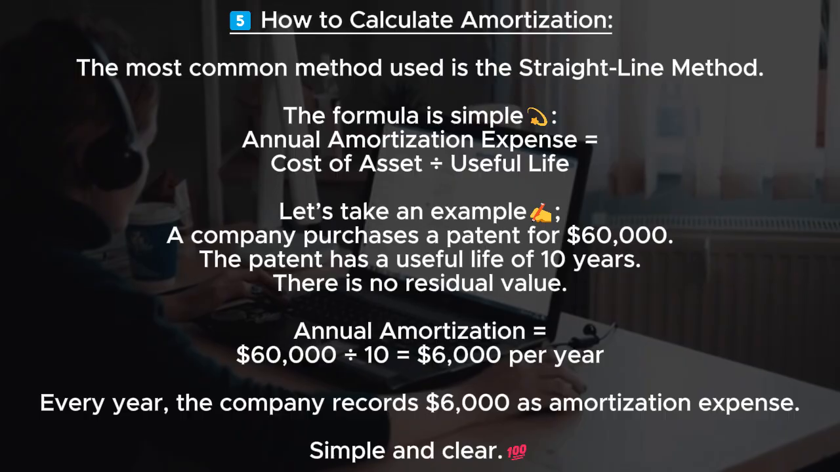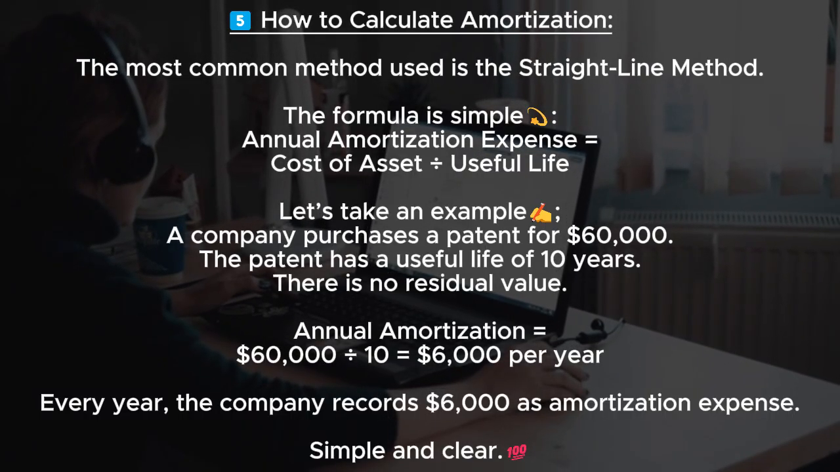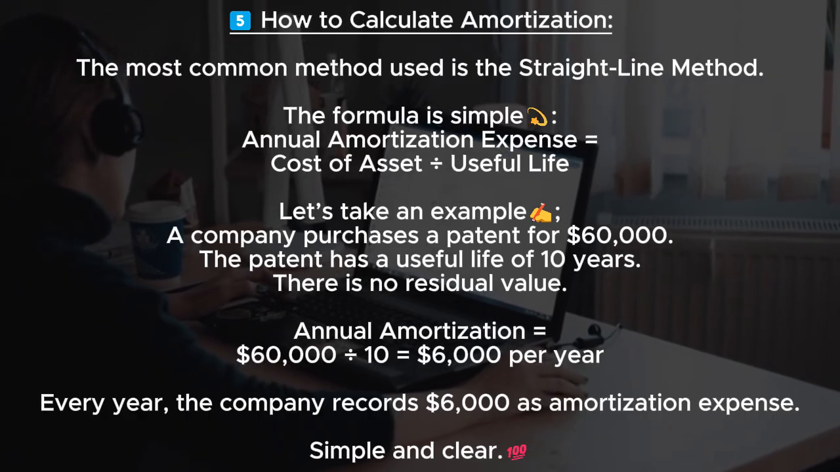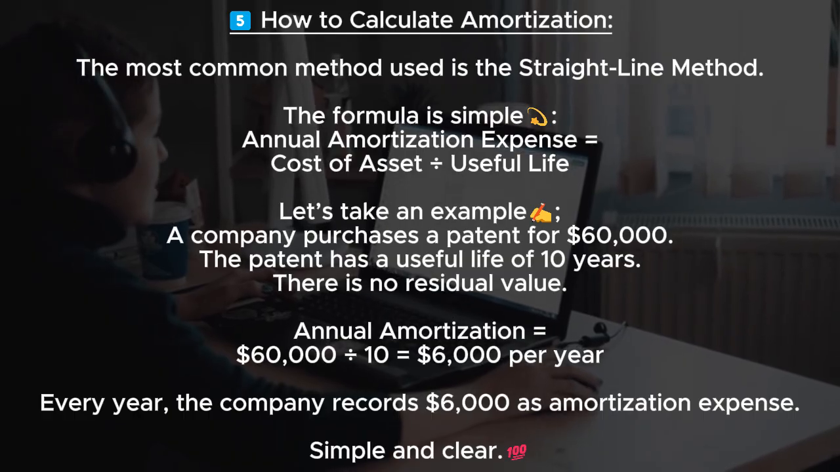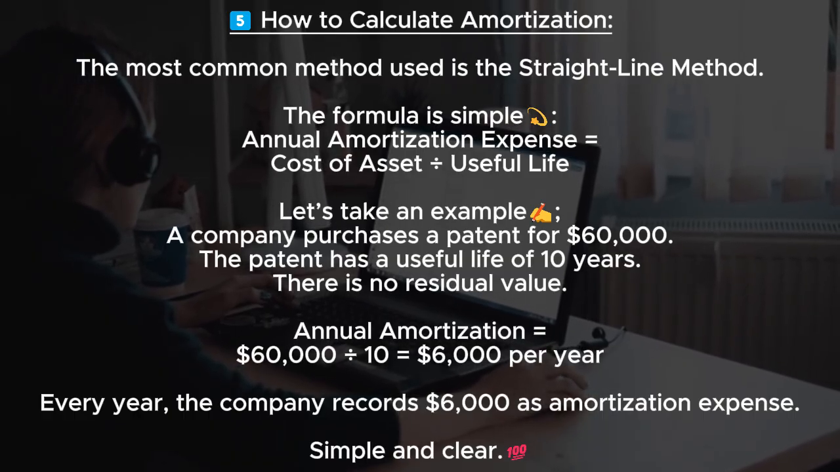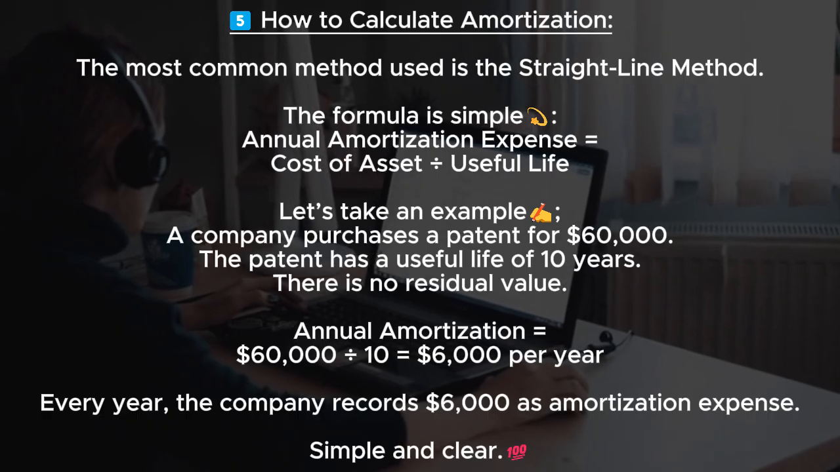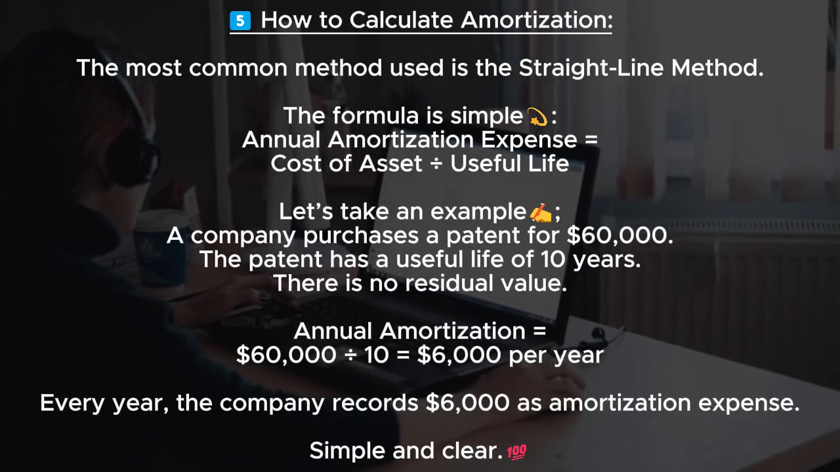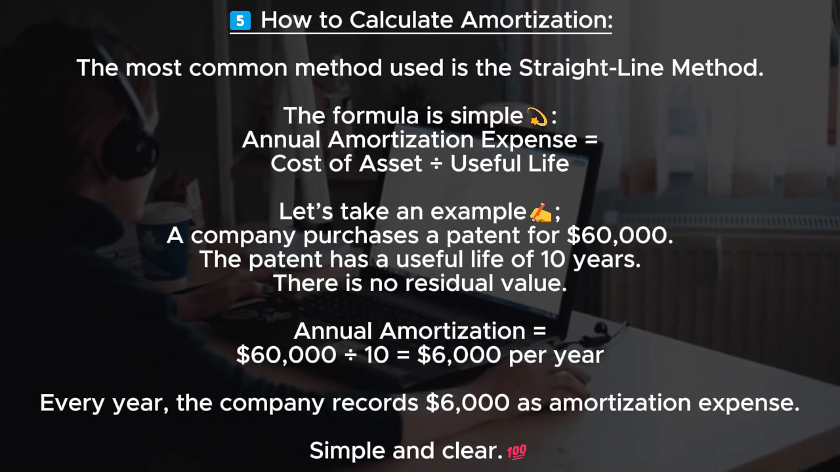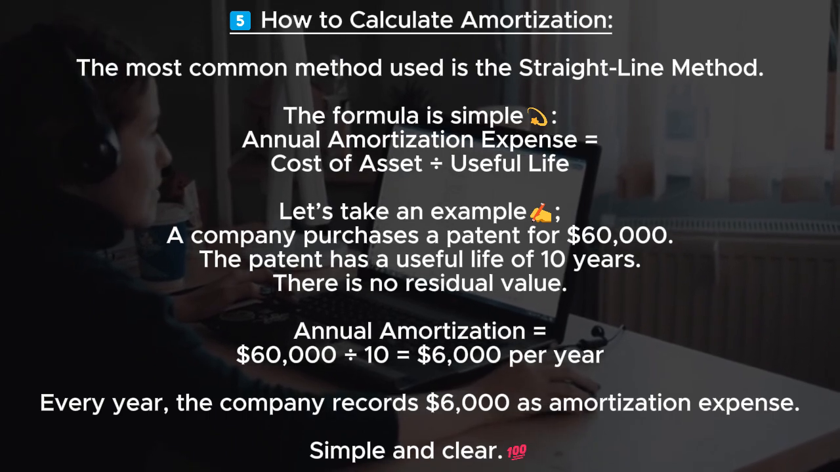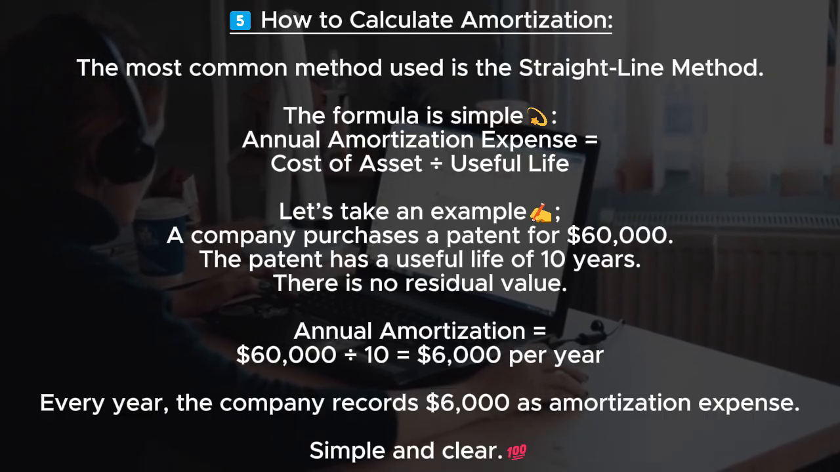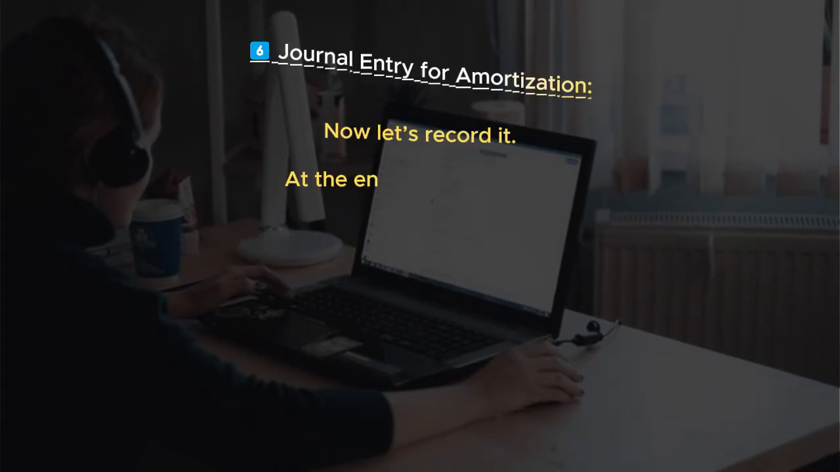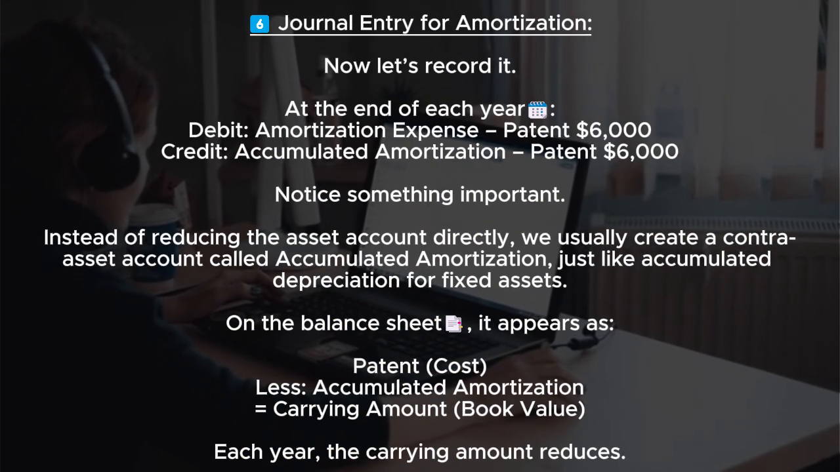5. How to calculate amortization. The most common method used is the straight line method. The formula is simple. Annual amortization expense equals cost of asset divided by useful life. Let's take an example. A company purchases a patent for $60,000. The patent has a useful life of 10 years. There is no residual value. Annual amortization equals $60,000 divided by 10 equals $6,000 per year. Every year, the company records $6,000 as amortization expense. Simple and clear.